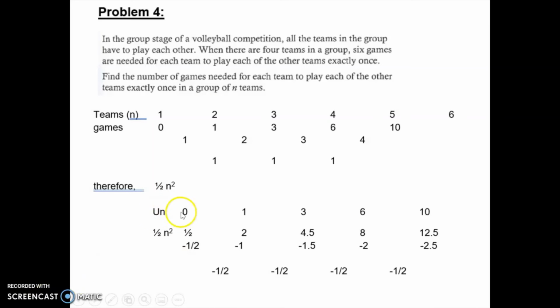Okay, here's what I did. Here's the sequence. Here's half n squared and what it produces. And then I did the little difference between what I get from half n squared and what I need. That is a linear sequence with this slope. And therefore our rule is this: half n squared minus half n. Is that identical to that last couple problems ago?